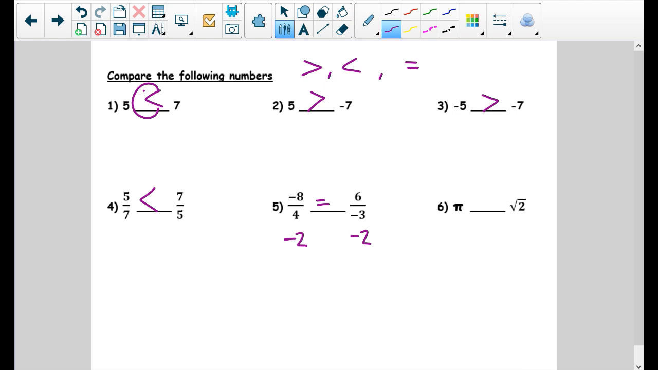Number 6, pi and square root of 2. We know pi is about 3.14. What about square root of 2? It's 1.41, and it keeps on going, never ending. So it's going to eat pi. That's it. Okay.